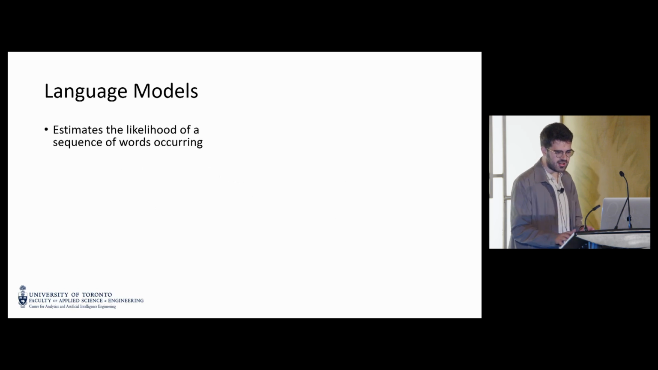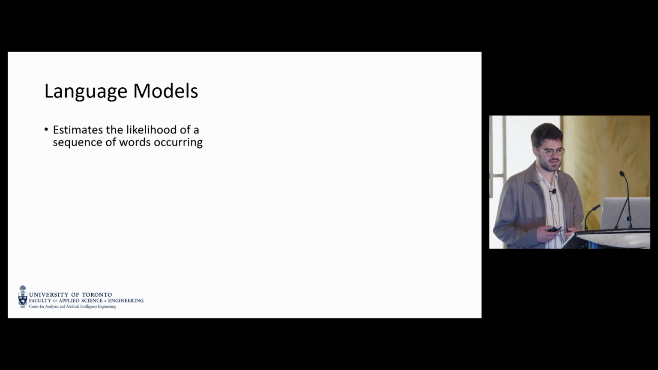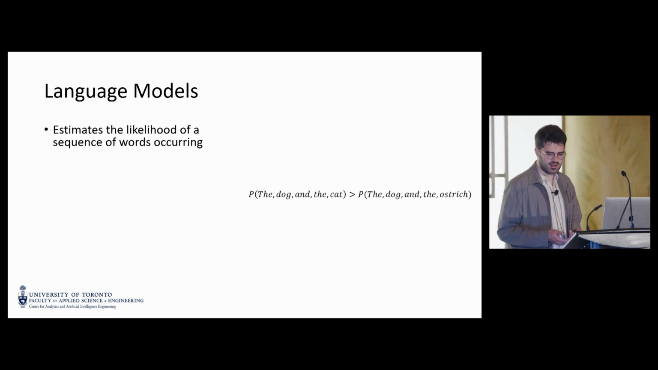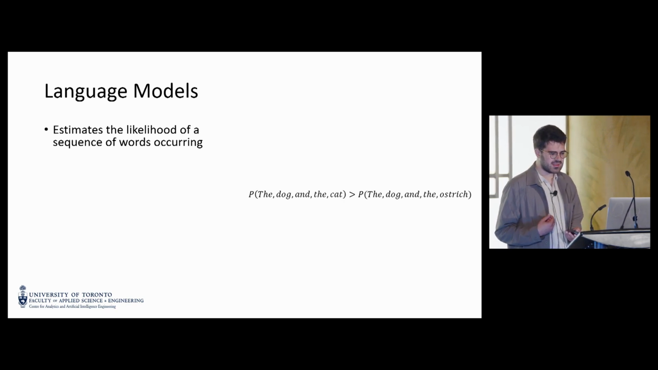So let's start off by talking about what exactly a language model is. At its core, a language model is a probability distribution over a set of words. And we use that to estimate the likelihood of some sequence of words occurring. So, for example, on the right here, we can estimate the likelihood of seeing the phrase "the dog and the cat" versus the likelihood of seeing the phrase "the dog and the ostrich."